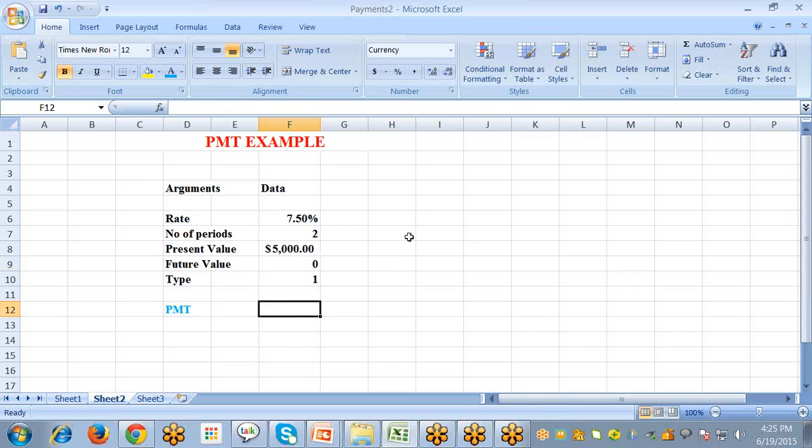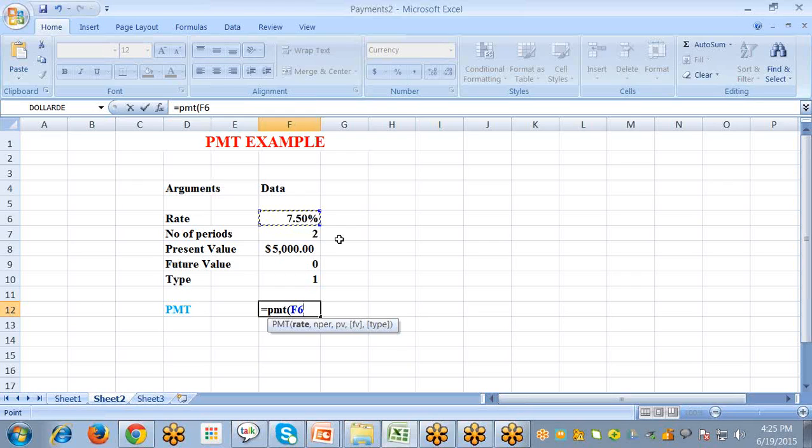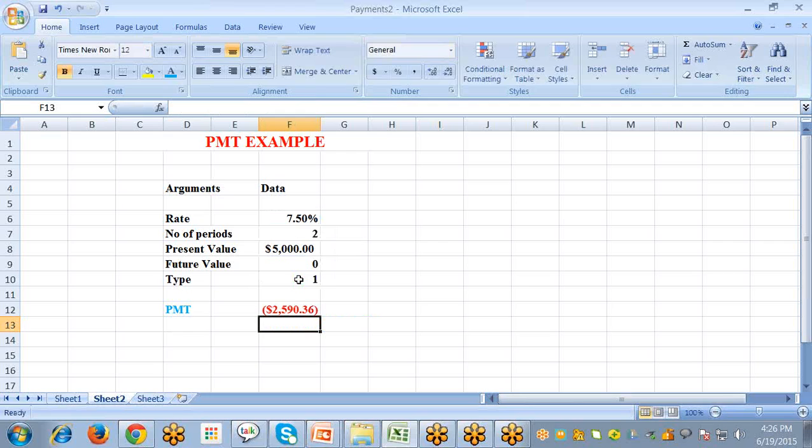So PMT can be calculated by selecting the cell, typing an equal sign, writing the function name, and passing the references for all the arguments. First one is the interest rate, and should it be divided by 12 or not? There's no need, we can calculate it yearly because there is the number of periods. Okay, so the number of periods is 2 years, then present value, future value, and type. So this is the output of this calculation, 2590.